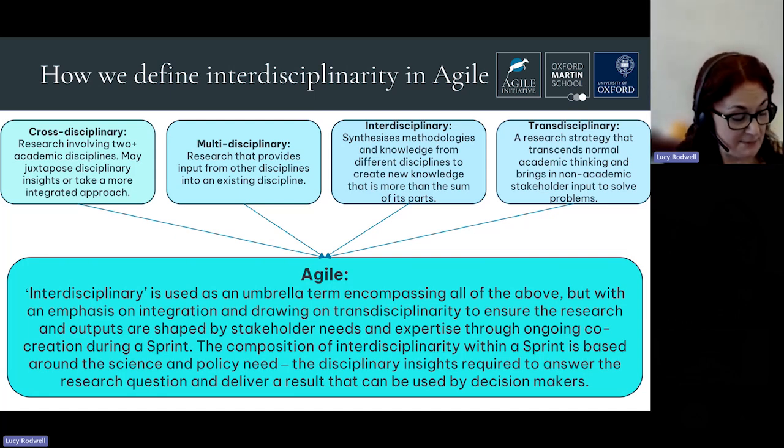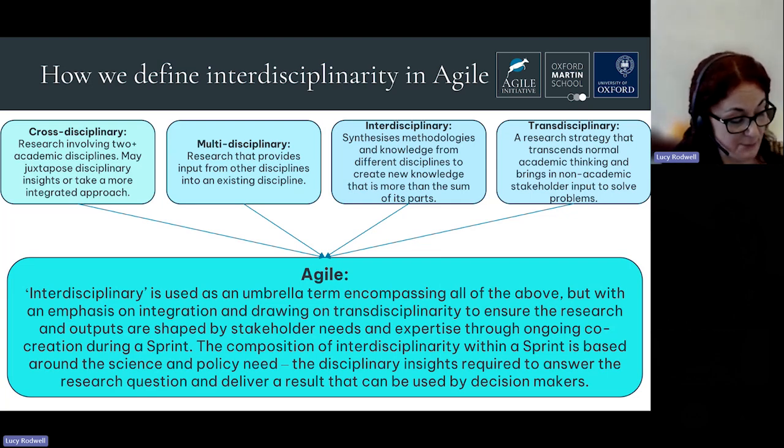This doesn't necessarily mean, however, that we're expecting the degree of synthesis under the more rigid definition of interdisciplinarity or a commitment to using mixed methods research. But our emphasis in Agile on ongoing co-creation with stakeholders and effectively answering the sprint's question means that if 5 disciplines are involved, the decision makers are less likely to be interested in 5 different answers embedded within their respective disciplinary parameters.